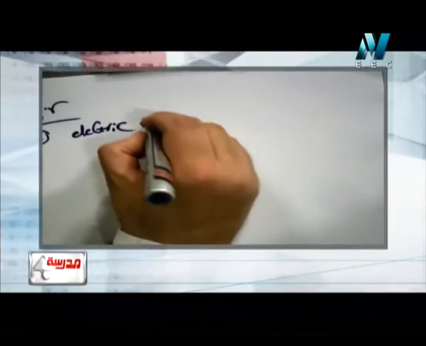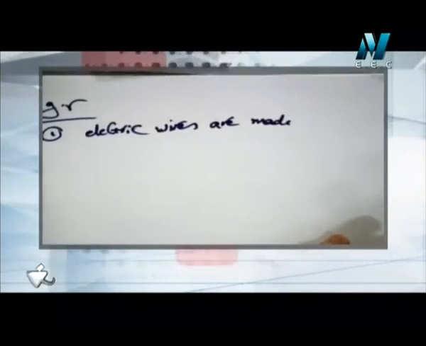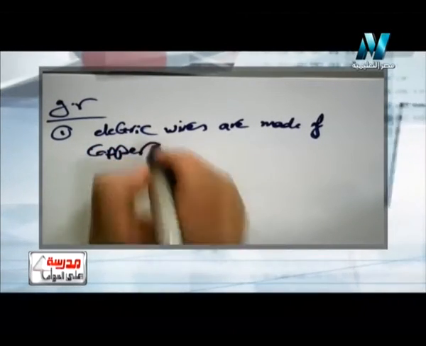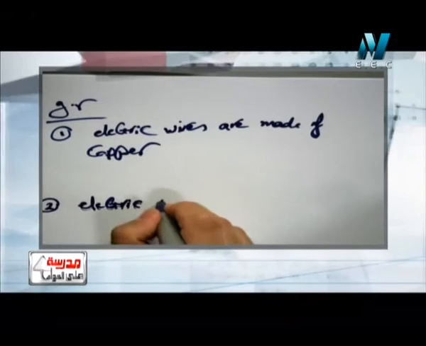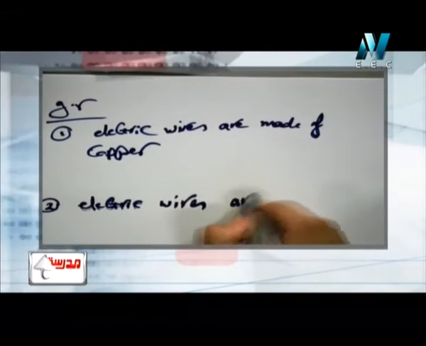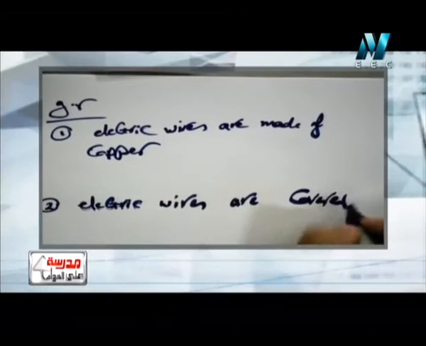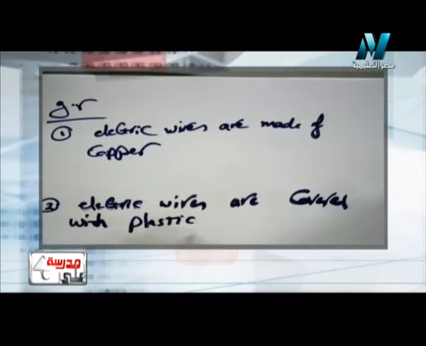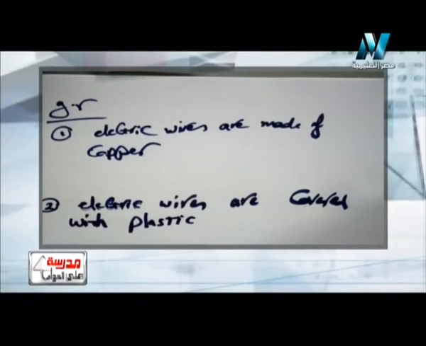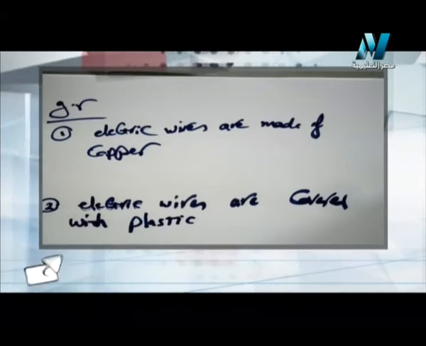Number one, electric wires are made of copper, as you know, or iron or aluminum in some cases. But the second question says that electric wires are covered with plastic.